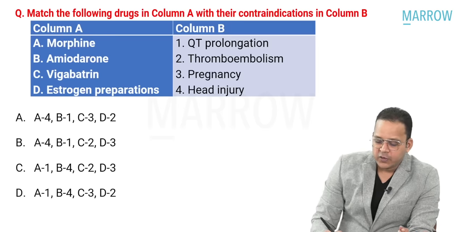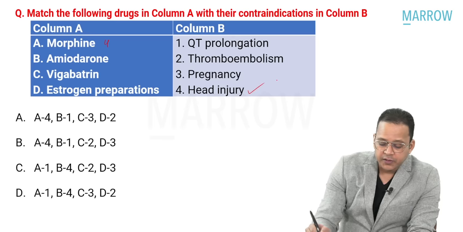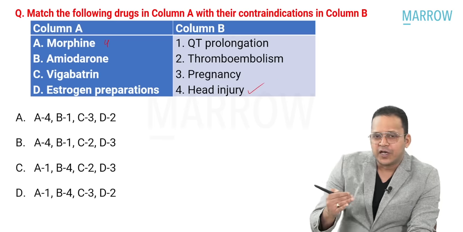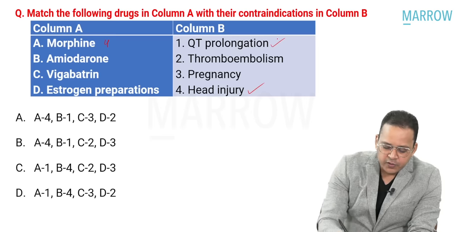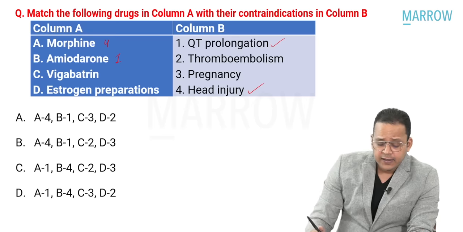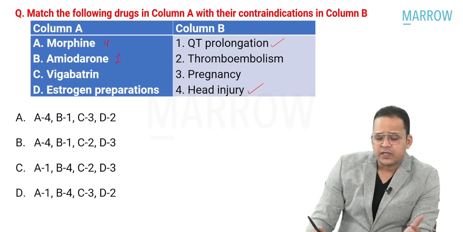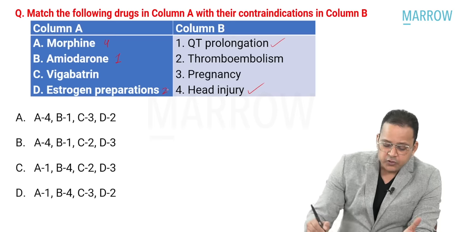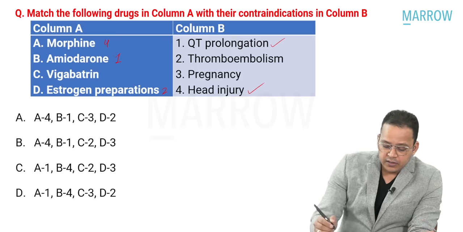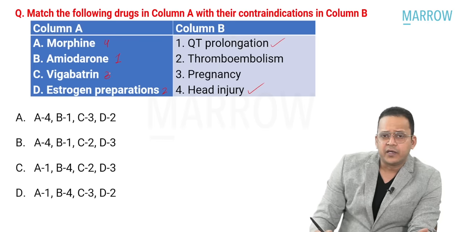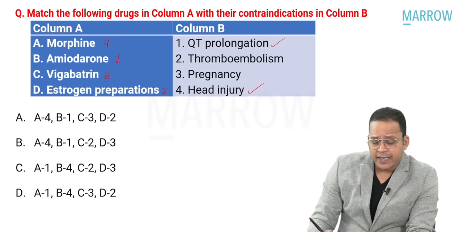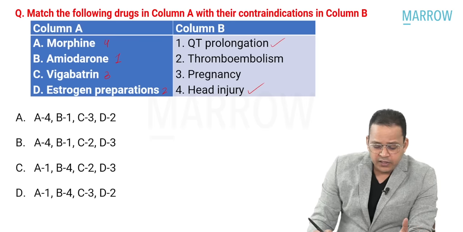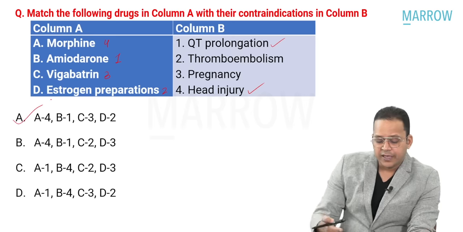Match the following drugs, column A, with their contraindications in column B, right? So morphine, where is it contraindicated? A4, head injury. Amiodarone, I just now told you that class 1A and class 3 drugs cause QT prolongation. So amiodarone would be contraindicated in a patient who is at risk of torsades. Vigabatrin, where is it contraindicated? Even if I don't know this, I'll skip to option D, estrogen. Estrogen does cause thromboembolism. So 2. The remaining one, C is 3, as vigabatrin is contraindicated in pregnancy. It can cause teratogenic effect in pregnancy. So what I get here is A4, B1, C3, D2. So option A is the answer.